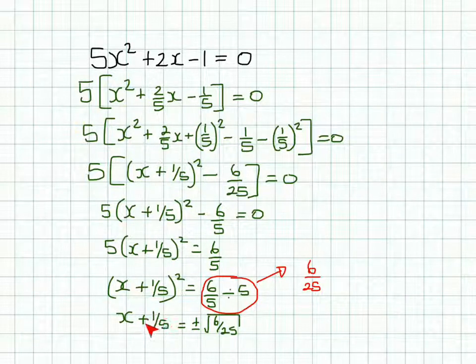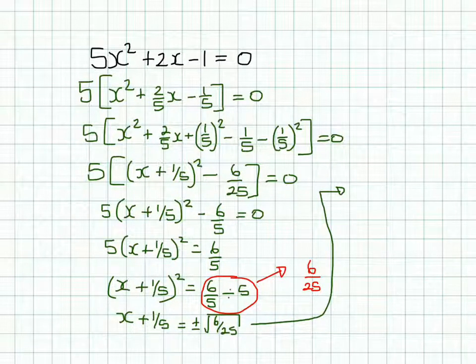My next job is to bring this 1/5 onto that side, thereby turning it negative. So I'm going to carry on my working out just in the corner here. Once you bring that 1/5 over, we're going to have x is equal to minus a fifth plus or minus the square root of 6 over 25. Okay, and now we're done. We've got our two answers, and in case you're wondering, but I can't see two answers, I'm just going to show you where the two answers are.